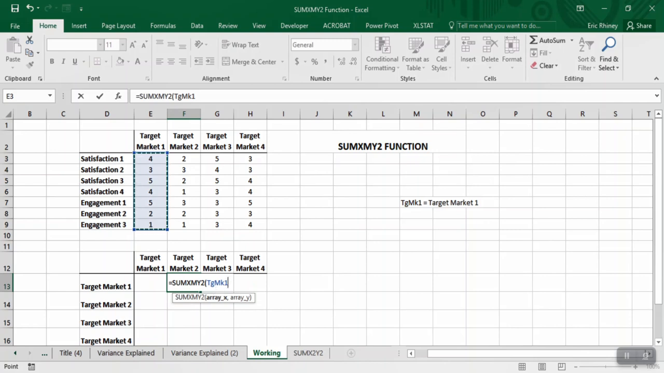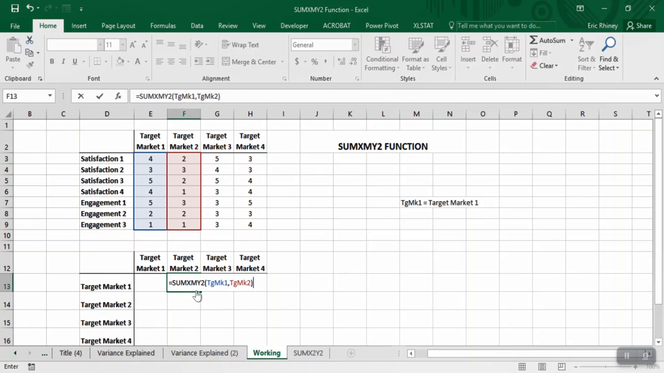So I could either highlight it or I could type in what I want, since I have already named this reference. Comma, so it says, okay, what's your second array or your Y array? And my Y array, I'm just going to type it in now, MK, and you see it brings up a list, and I can just double click on that. And you can see that it highlights this second one, and yes, that's what I want to compare.